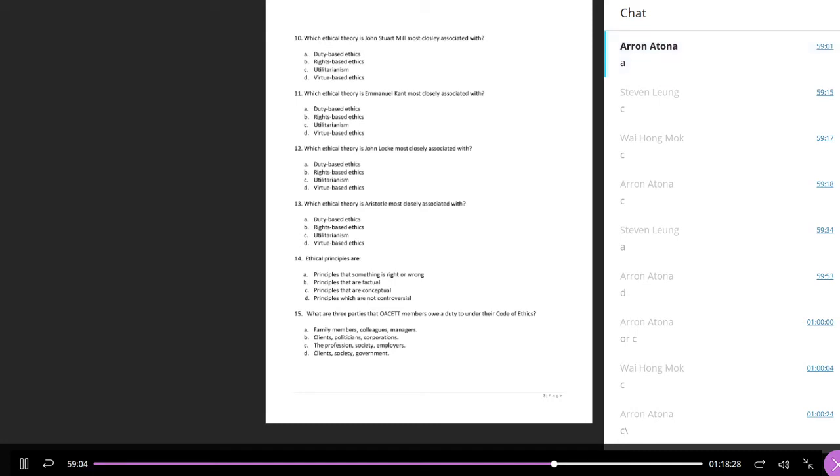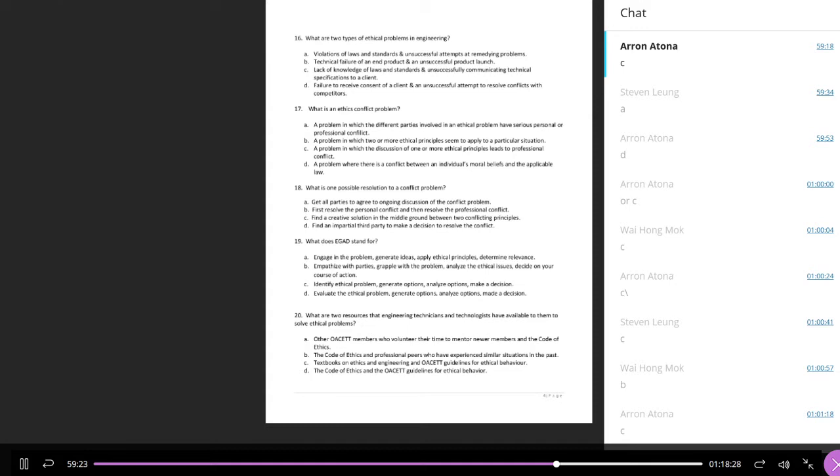Yes, Aaron, that's correct. The answer is A. What are 3 parties that OSEP members owe a duty to under the Code of Ethics? That's right. The answer is C. Page 4. What are 2 types of ethical problems in engineering? Correct answer, Stephen says, is A, violation of laws and standards and unsuccessful attempts at remedying problems.